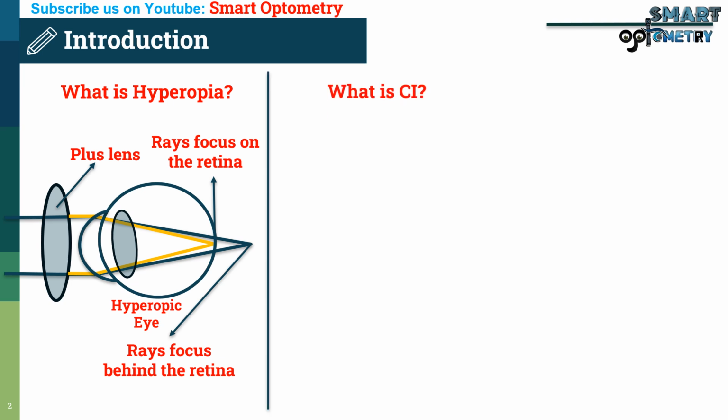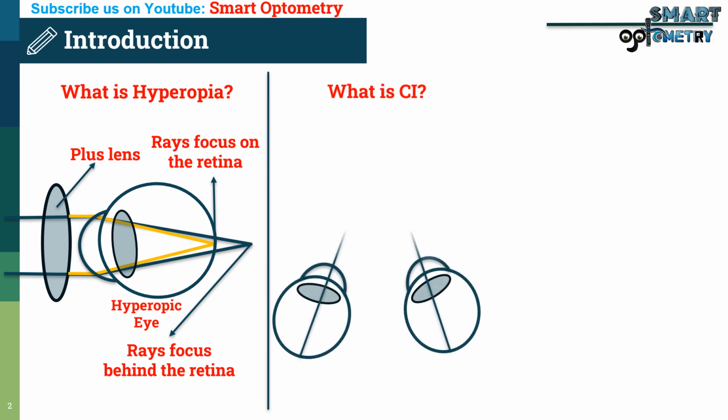What is convergence insufficiency? Convergence insufficiency is a condition where the eye struggles to converge while focusing on a near object, thus the near point of the eyes is receded. Normally eyes focus here, but due to convergence insufficiency, eyes are focusing here. When the object comes closer, the eyes can't converge further.